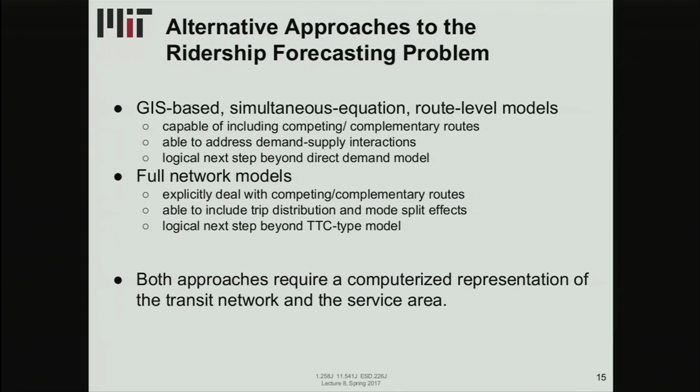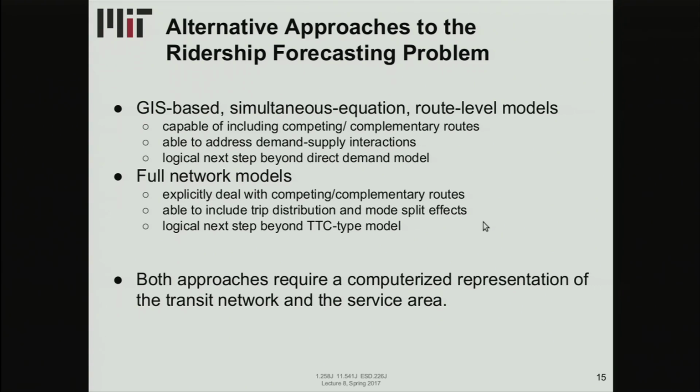So there are alternative approaches. Simultaneous equation models are capable of addressing the relationship between supply and demand. And then some other models are able to capture the relationship between competing and complementary routes. We'll look at an example. That's the logical next step beyond direct demand models. And then full network models, where you have the GIS, you have all the network. Those deal explicitly with competing and complementary routes because people in that model have the option of any bus route and they see all their options.